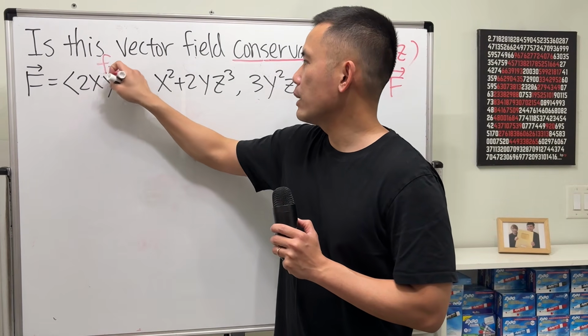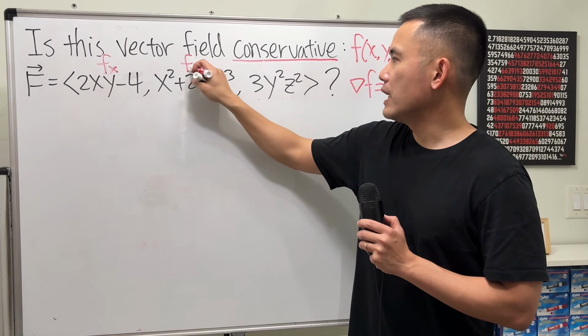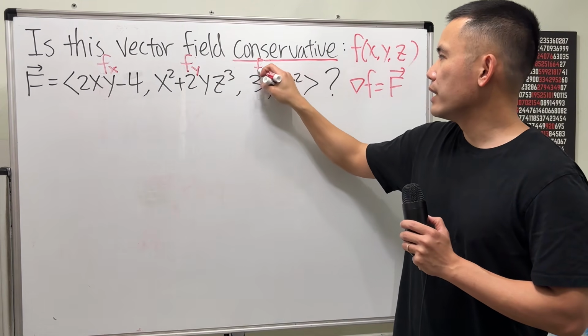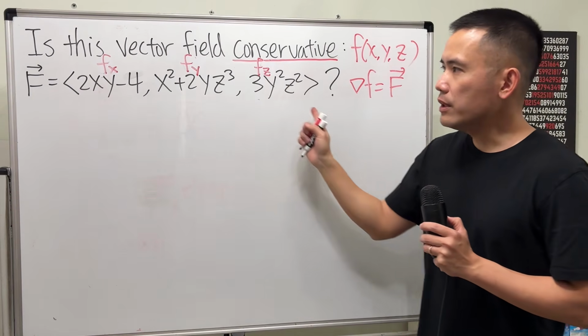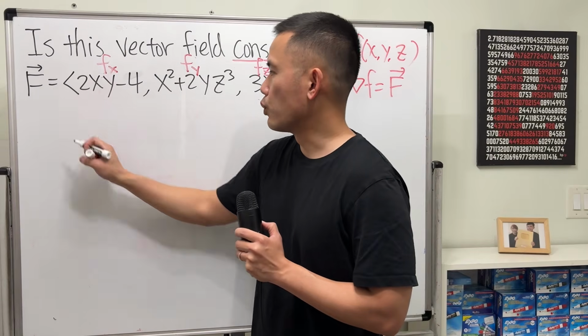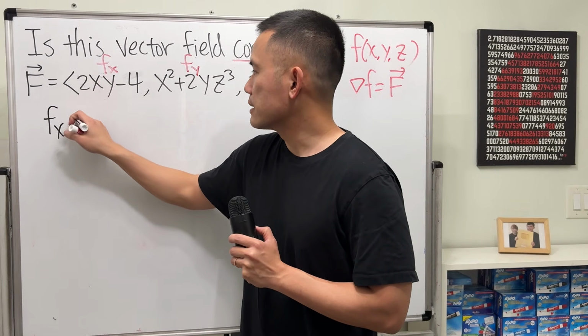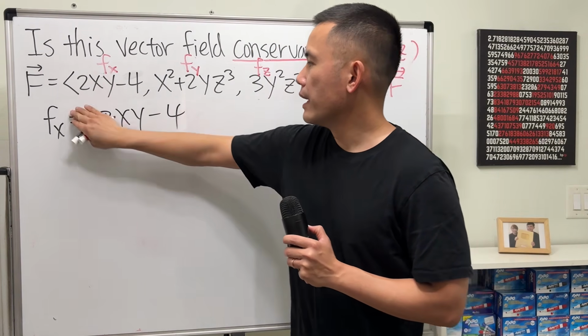So let me label that with f sub x. Similarly, this right here is the partial of f with respect to y, and the last one, f partial derivative with respect to z. And you can start with whichever component you want. I'm just going to start with the first one. So f sub x is equal to 2xy minus 4.